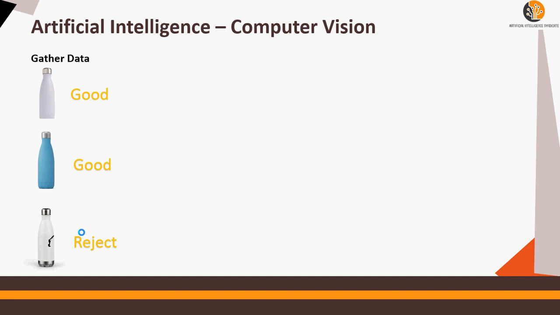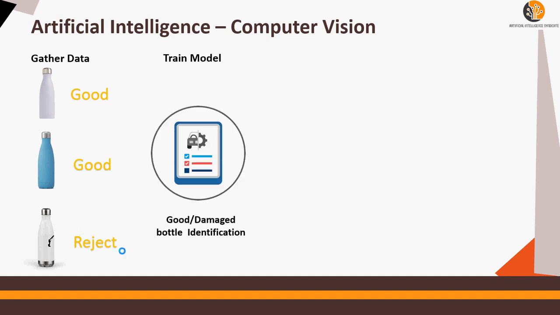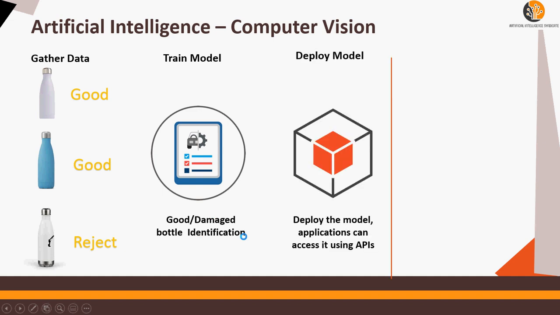This is a classification algorithm because it can be good, reject, good, reject. There are 2 classes. And next you train the model. So good and damaged bottle identification. And then you deploy the model using APIs, which is application programming interface. So basic, gather the data, train the model, deploy the model. So if you look at it, this image is reject because you have a defect over here.